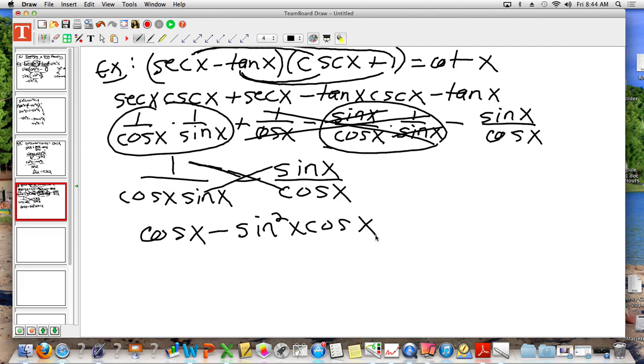Okay, what am I going to end up with on the bottom? Cosine squared of x sine of x. Cosine squared of x, sine of x. Right on.